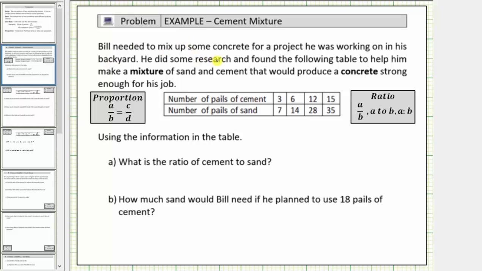Bill needed to mix up some concrete for a project he was working on in his backyard. He did some research and found the following table to help him make a mixture of sand and cement that would produce a concrete strong enough for his job.